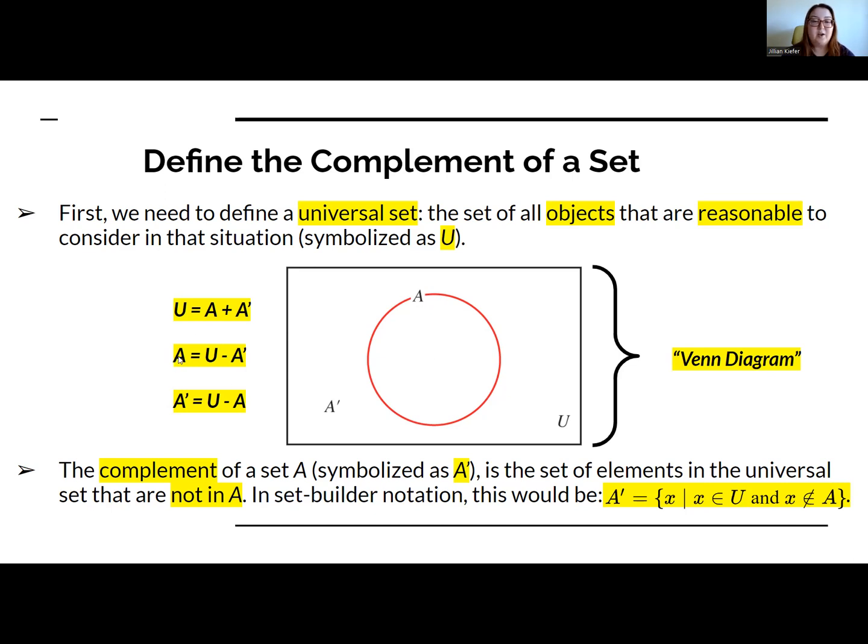We have a couple relations here. We say the set A would be equal to the universal set minus A complement. So universal set minus everything not in A. And A complement would be the universal set minus what is in A. Everything else would be A complement. So the complement of a set A, which we symbolize as A with an apostrophe, is the set of elements in the universal set that is not in A. And in set builder notation, this would be written as A complement, so A apostrophe, is equal to curly brace x, where x is in the universal set, and x is not in set A.